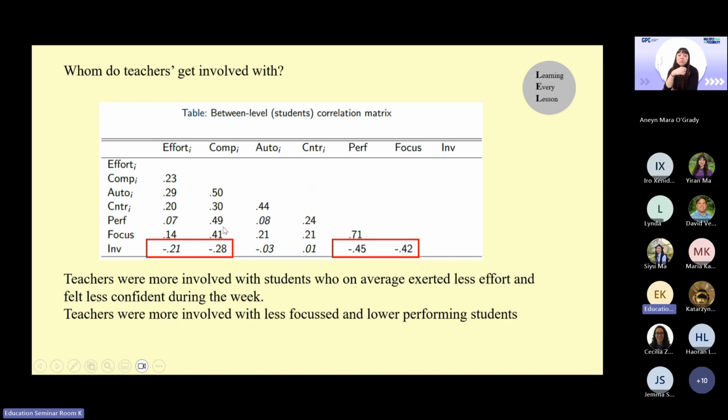Here, when we link teacher reports, we need to do this at the between level for students. We get aggregates of what students do over the week, so we don't predict what's happening in the situations in this model with the teacher report. So that's what we want to do next.